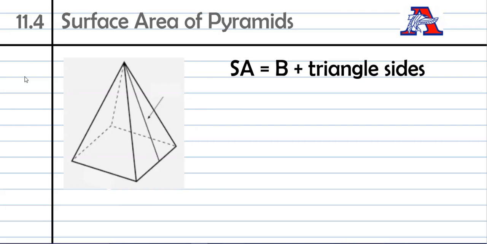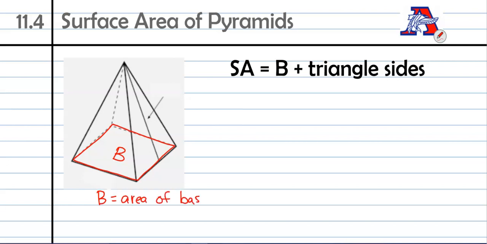The base of a pyramid is the one shape that's not like the triangle side. So you could have a triangle base, but most of the time you're going to have a square or a pentagon or a hexagon, and it's usually going to be on the bottom, unless for some reason your pyramid is flipped on its side. But your big B is usually there, and it's still going to stand for area of the base.